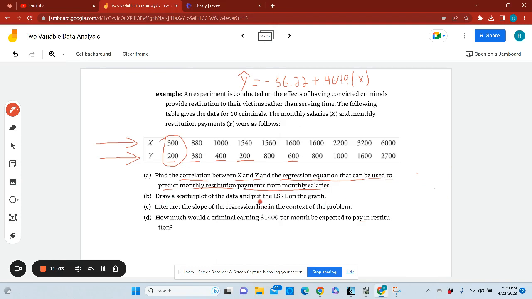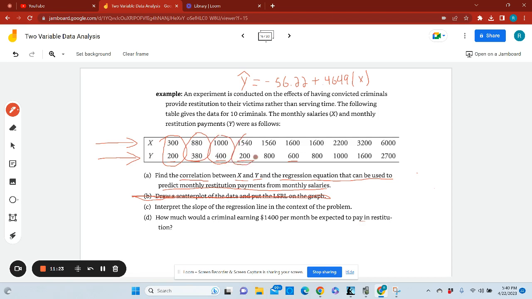Draw the scatter plot of the data and put the least squares regression line on the graph. I'm not going to do this. All right. Here's why. If you guys are asked to make a scatter plot on the exam, that's a home run because all you're doing is plotting XY pairs.